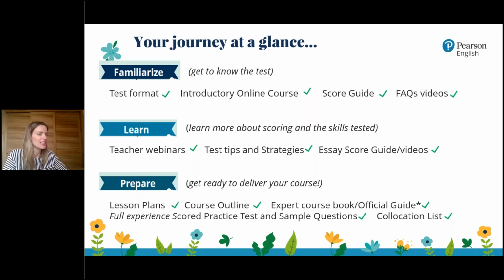You will probably notice by now that there are 20 lesson plans because there are 20 different item types for you to go through. We also have a course outline, which is really useful because it focuses on particular areas that you may want to draw out if you're devising more of a syllabus, something a lot longer term, as opposed to just a lesson here or there. You may well be using some of our course books, Expert, for example, or the official guide.